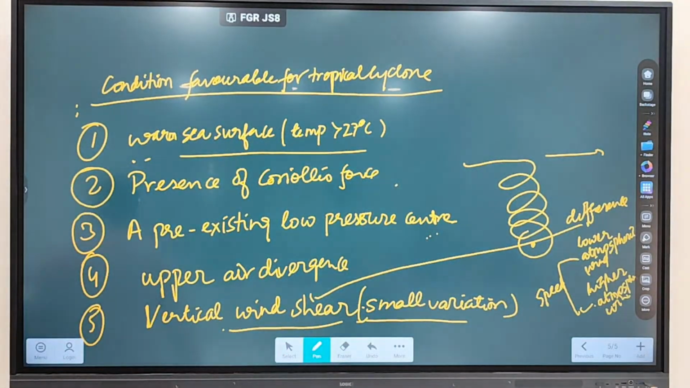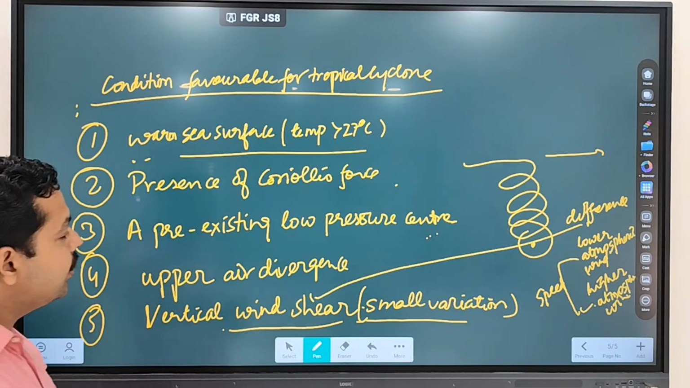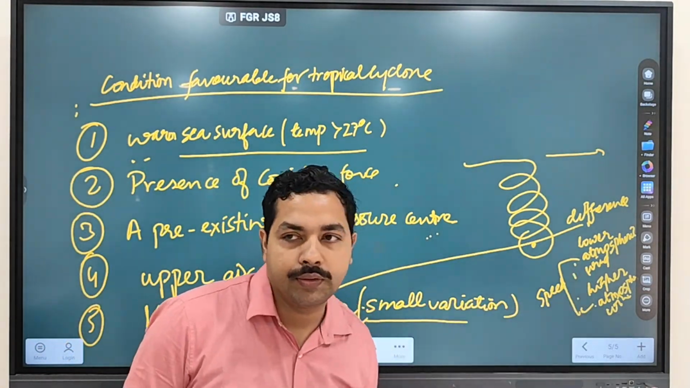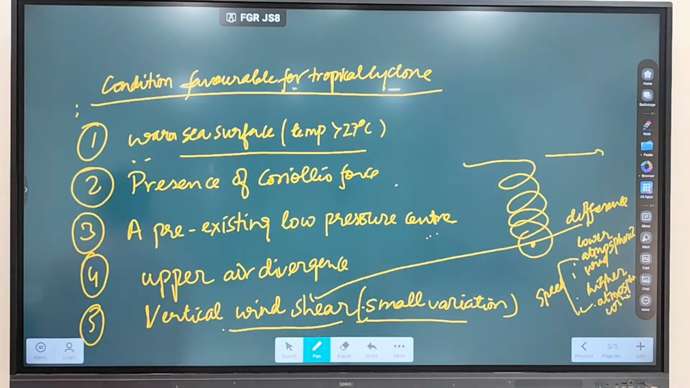What differences are you finding, between whom? Differences that you are finding between wind in the lower atmosphere and wind blowing in the higher atmosphere. This is called a vertical wind shear. So there needs to be a small variation. Fine. Now the question is, why does wind have a different speed in the lower and upper atmosphere?